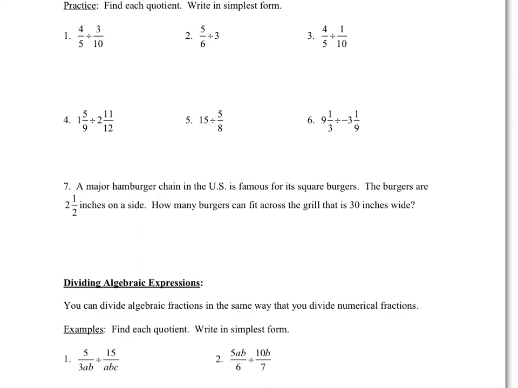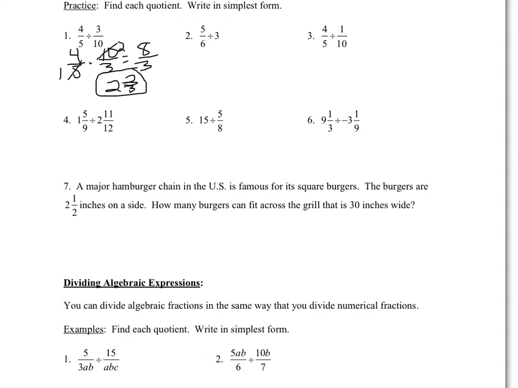Okay, guys, let's quickly go over these practice problems so you guys can check your answers. Okay, so for number 1, this is going to be 4/5 times the reciprocal, which will be 10/3. And I can cross divide. 5 divided by 5 is 1. 10 divided by 5 is 2. We get 8/3, and that's the final answer of 2 2/3 when we switch it back to a mixed number.